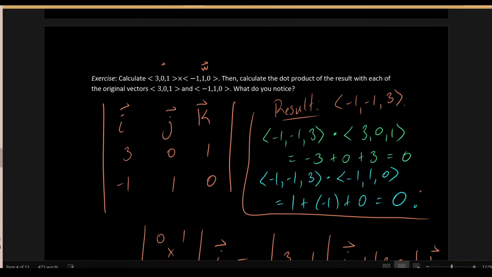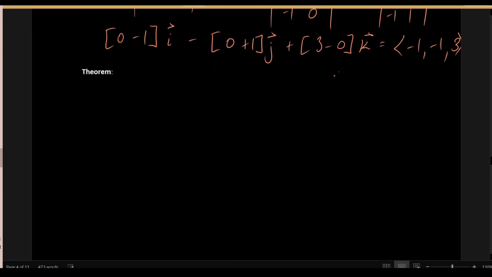We took two 3-dimensional vectors, calculated their cross product, and the result was a third 3-dimensional vector whose dot product with the two original vectors was 0. In other words, if I take two vectors v and w and I cross them and I get a third vector, the result will always be orthogonal to the two vectors that we started with.